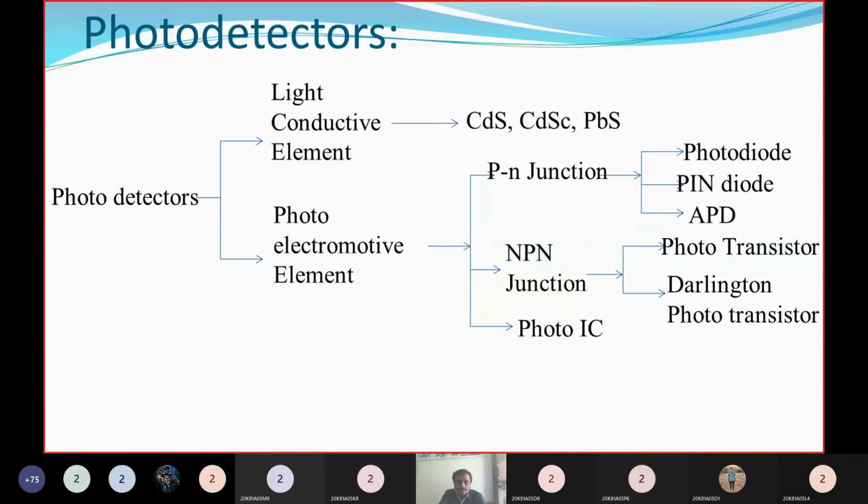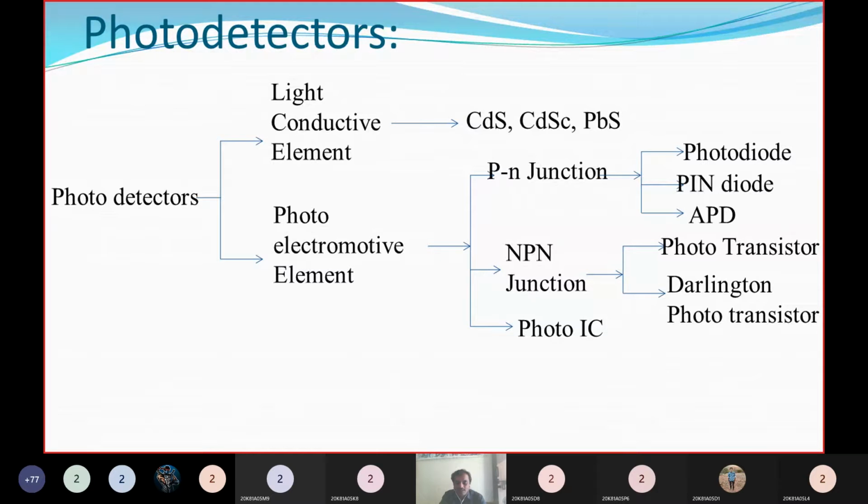In this topic, we will discuss photodetectors. In the case of LEDs, what we discussed is that electrical energy is converted into light energy.